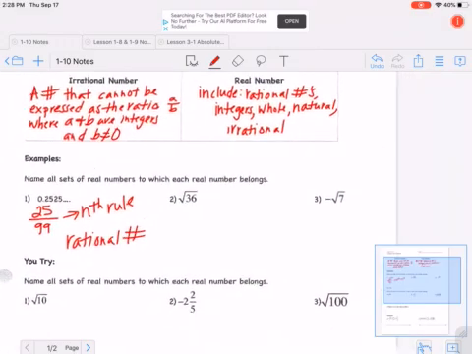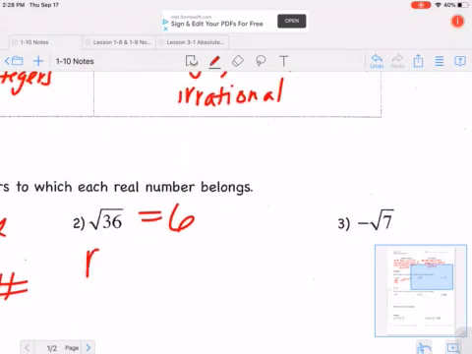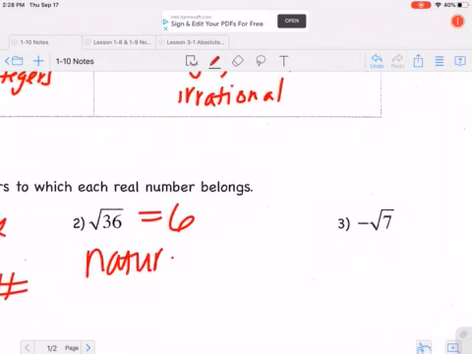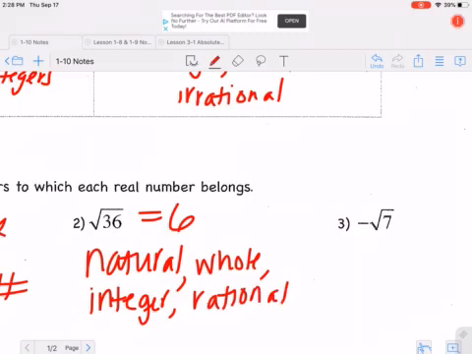Okay. Now I have the square root of 36, which we know is 6. So this would be natural, whole, an integer, and rational. If you need to use the chart that we've worked on, you're more than welcome to do that.